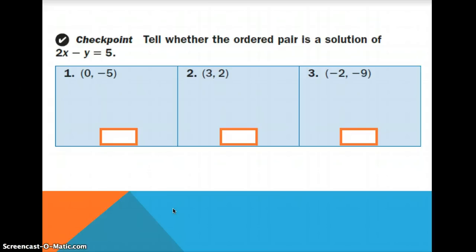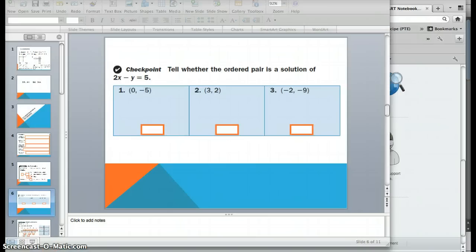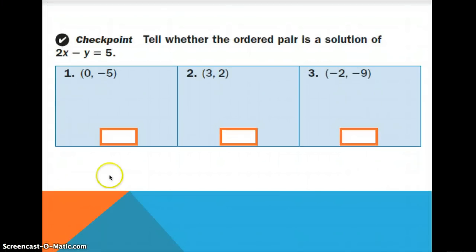Go ahead and try these 3 problems. Remember to pause this video so that you can work out these problems by yourself. You are inputting the ordered pair into the equation. So 0 goes into x, negative 5 goes into y. When you plug in 0 for the x, you get 2 times 0 is 0, minus negative 5, this is a yes, because minus negative 5 becomes a positive 5. So that is a yes.